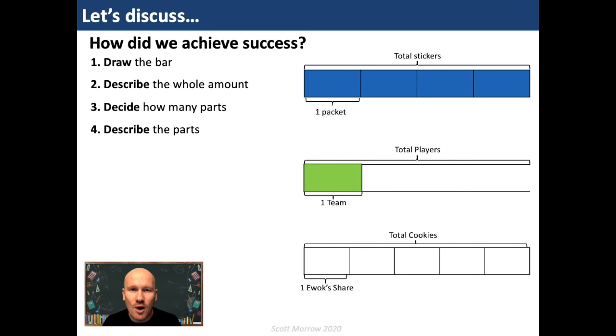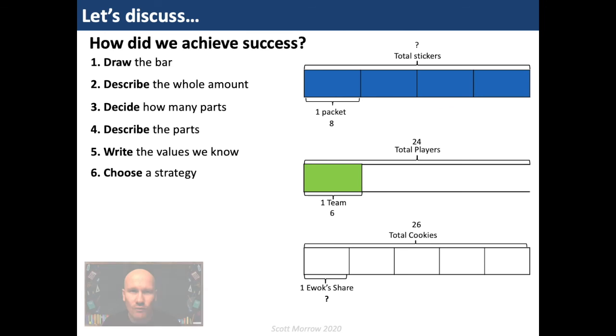Now that we've done that, we can write the values we know. In the first problem, we knew the part. We knew 1 packet was 8, but we didn't know the whole amount. In the second problem, we didn't know the number of parts. We knew there was 6 in each team, and we knew there were 24 players altogether. And for the third problem, we knew the whole amount. We knew there were 26 cookies altogether. What we didn't know was how many cookies each of the 5 Ewoks was going to get. Once we've analysed our problem, we can then choose a suitable strategy in order to solve it.